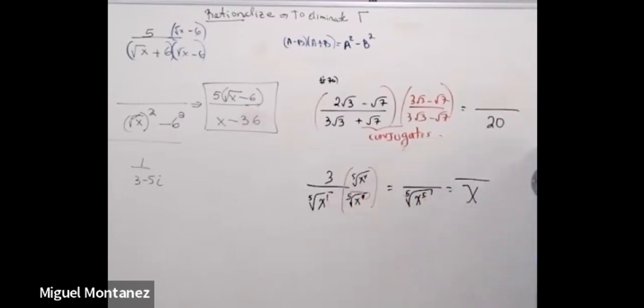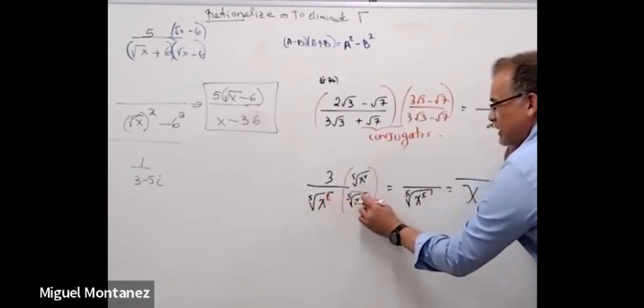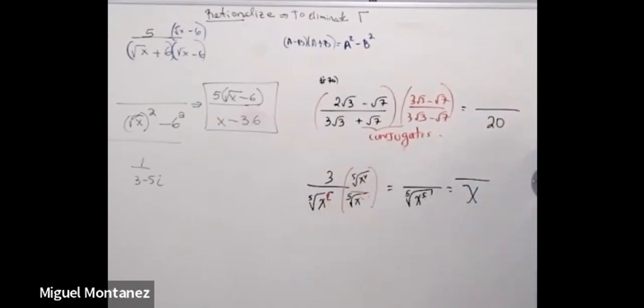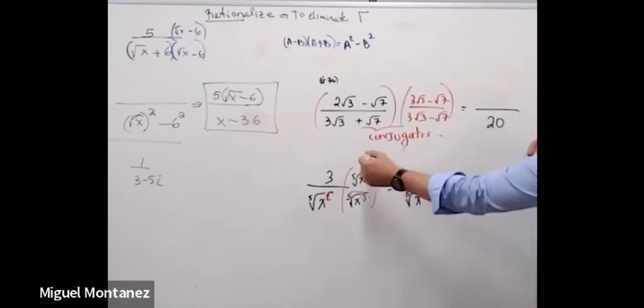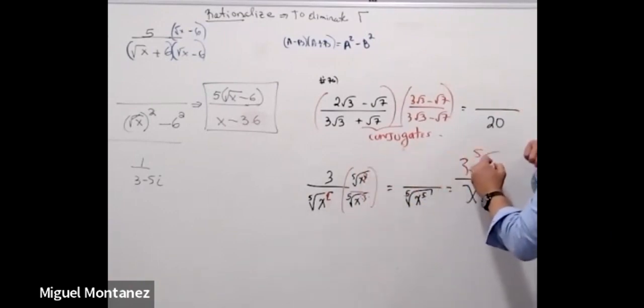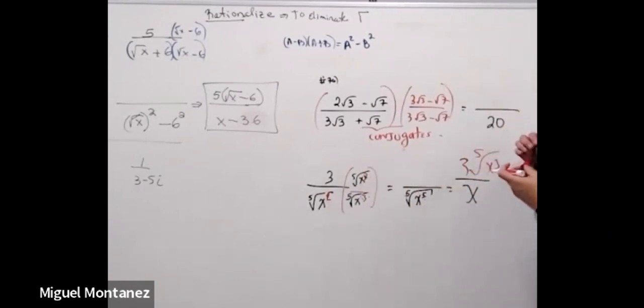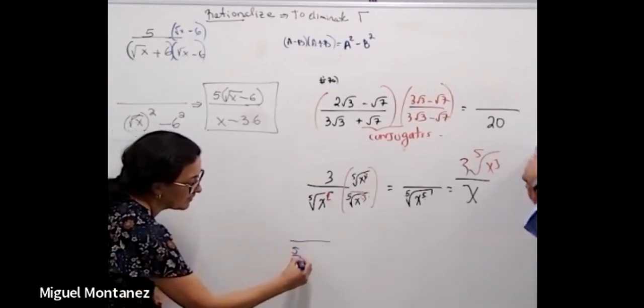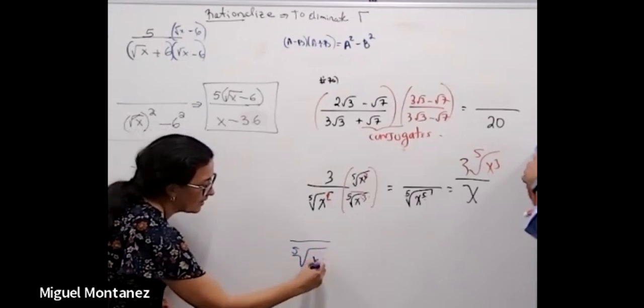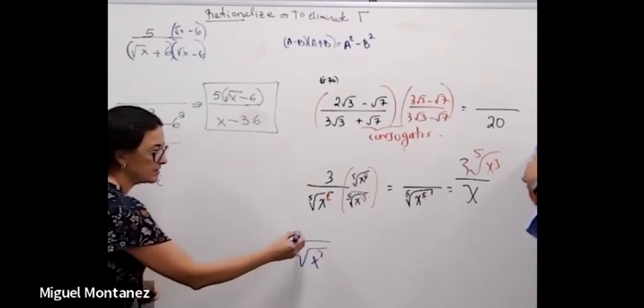4 more. If I'm at 2, I need to multiply x to the what? 3. That's it. That will be 3 here, 3 here. So the new numerator will be 3, fifth root of x cubed. That's it. And what if you have x to the 7th?